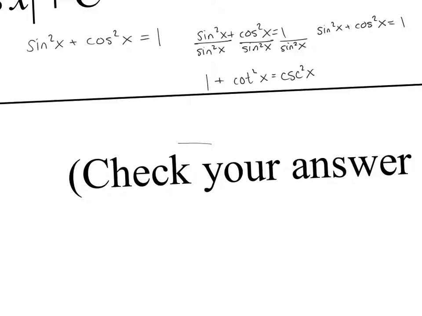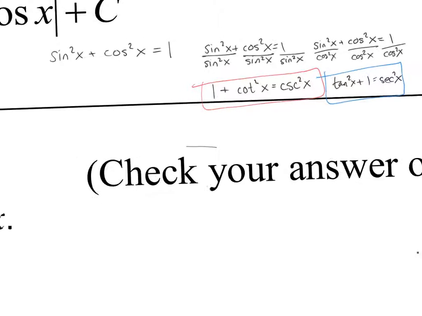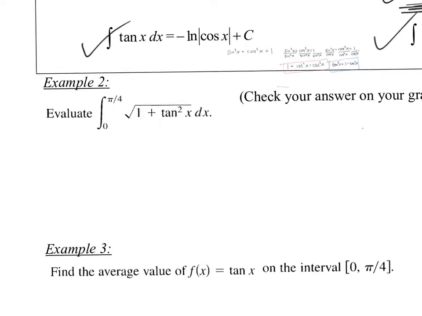Okay, so that's one of those identities that nobody ever remembers. And then the other one, if we divide everything by cosine squared of x, then I get tangent squared of x plus 1 is equal to secant squared of x. And there's the other trig identity property that nobody ever remembers. So maybe that will help you in deciding what you want to substitute here.